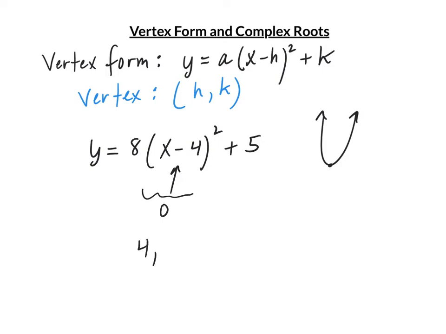So if you plug in 4, 4 minus 4 is 0. 0 squared is 0. 0 times 8 is 0. And y would be 5. The vertex is 4, 5. The vertex is a great way to graph because you immediately know this point once you have it in vertex form.